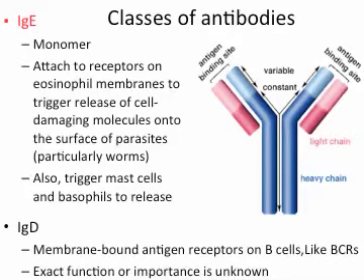Finally, the last class of antibodies is IgD, and they're just a membrane-bound antigen receptor. So remember, the antigen binding site on the antibodies is looking for foreign antigens, so they can find the foreign invaders. And you usually find IgD in B cells as a B cell receptor.